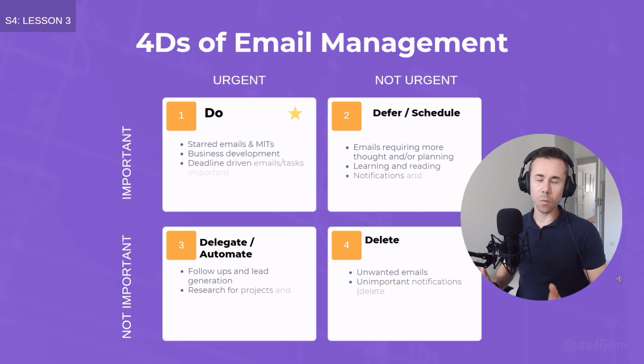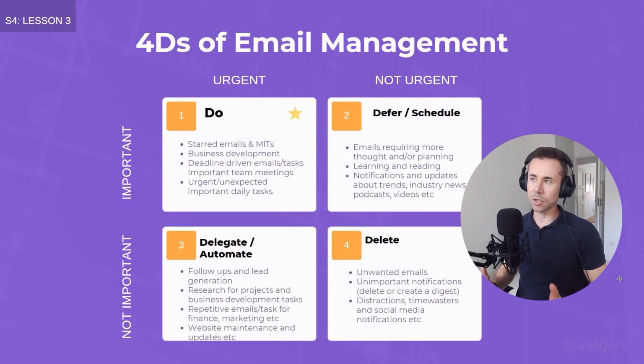Hi there. In this lesson, we're going to be looking at the 4 Ds of email management. This is a super effective way to categorize your emails and make sure that you can breeze through them in the shortest amount of time. The 4 Ds works in a way that you categorize them into emails that you do, emails that you defer, emails that you delegate or automate, and emails that you delete.